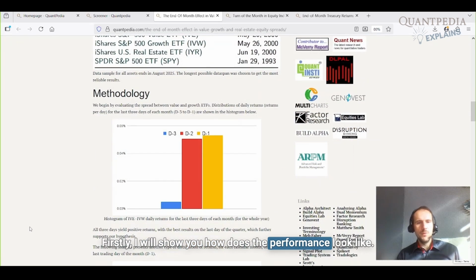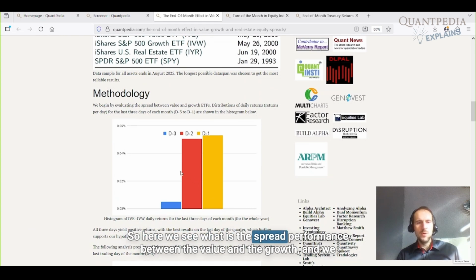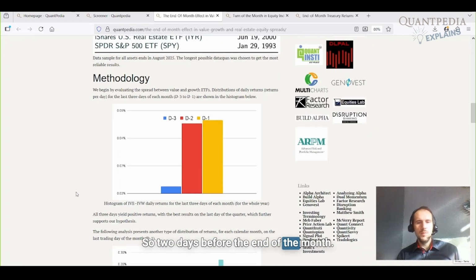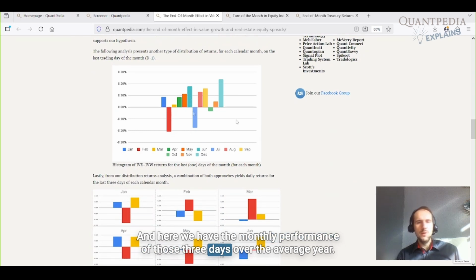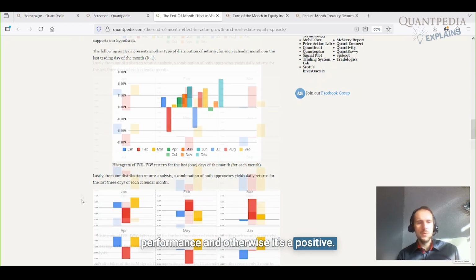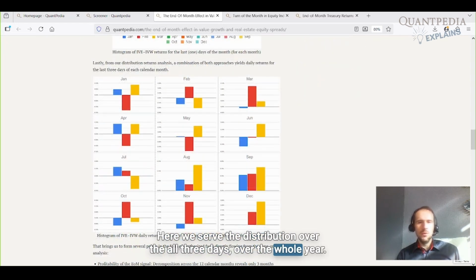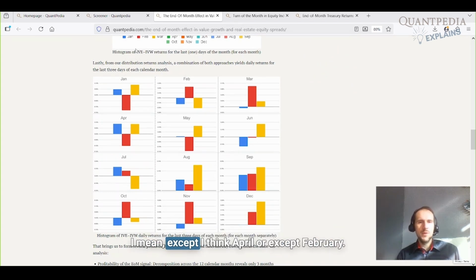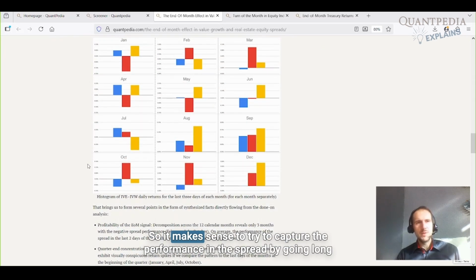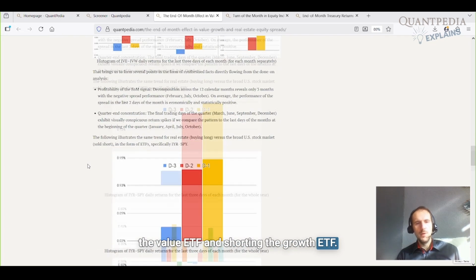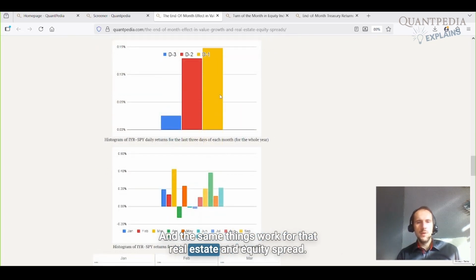Firstly, I will show you how the performance looks like. It's the end of month effect. So here we see what is the spread performance between the value and the growth, and we see that it's significantly positive for D-1, so 1 day before the end of the month, and D-2, so 2 days before the end of the month. And here we have the monthly performance over those 3 days over the average year, and we can see that there are only 3 months that we have the negative performance, and otherwise it's positive. Here we have the distribution over all 3 days over the whole year. We see that September is the best month, but in all of the months on average the performance is positive, except I think April or except February. So it makes sense to try to capture the performance in the spread by going long the value ETF and shorting the growth ETF.